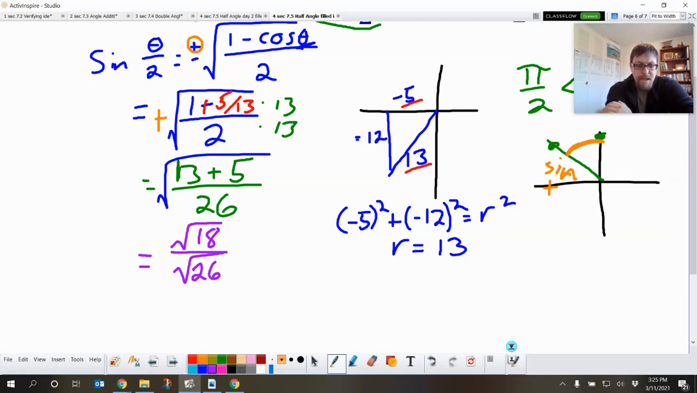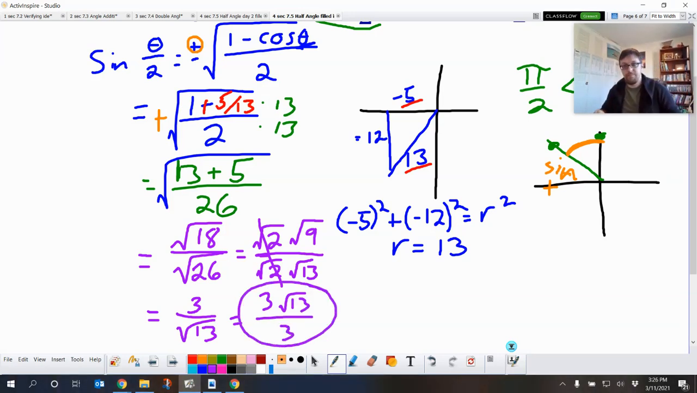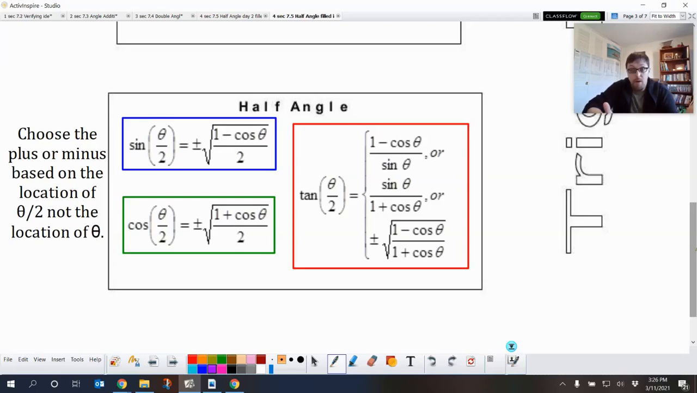Now, one way I can see to simplify this just a touch is they both have a square root of 2 in there. You see that? That's the square root of 2 and the square root of 9 over the square root of 2 and the square root of 13. That'll cancel the two square roots of 2, so we get 3 over the square root of 13. Oh, and that's really easy to simplify. So it's 3 square root of 13 over 13. And we're set. And that's all for our half angles.